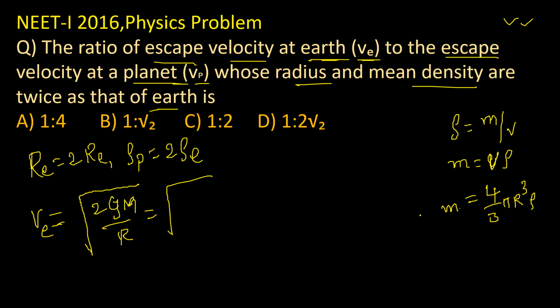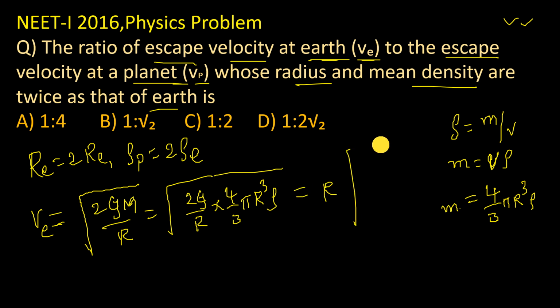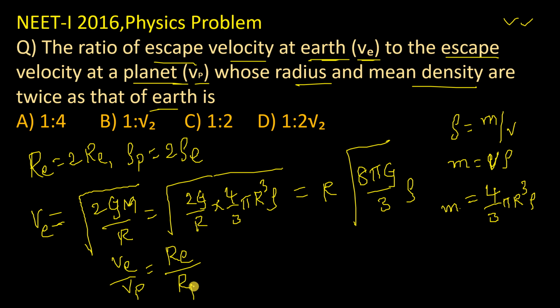So that is mass. If you substitute in this case, we'll get 2G by r into 4 by 3 pi r cube rho. So now this will become r into root over 8 pi G by 3 into rho, where rho is nothing but density. So V by Vp, that is the escape velocity on the Earth by the escape velocity of the planet, we can write as Re by Rp.